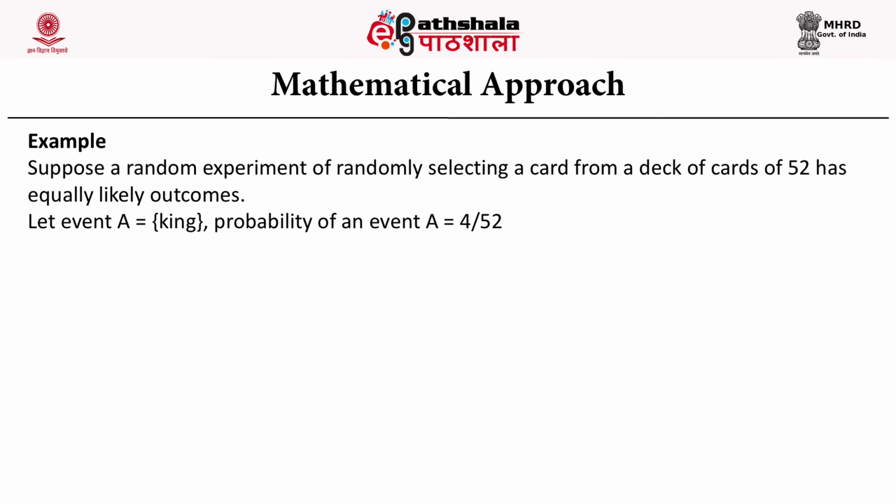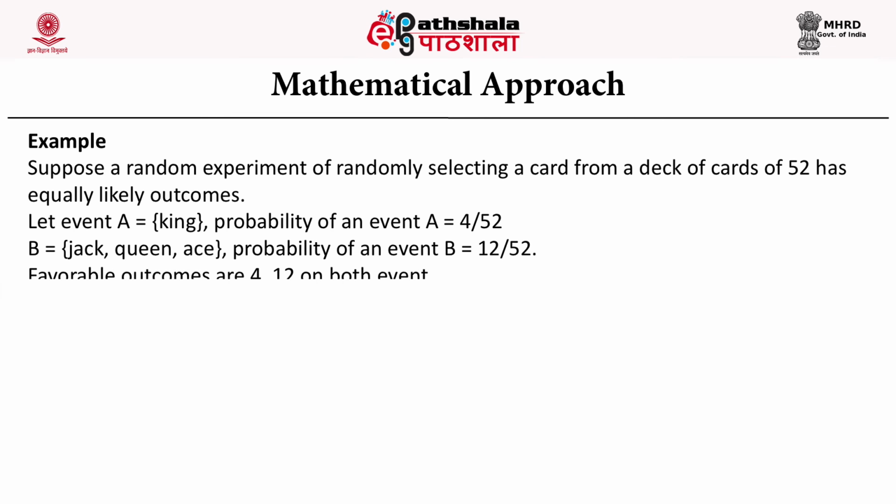Suppose a random experiment of randomly selecting a card from a deck of 52 cards has equally likely outcomes. Let event A be a king. The probability of event A is equal to 4 by 52, and B is the set of outcomes that can be either jack, queen, or ace. So the probability of event B is equal to 12 by 52, because we have 4 jacks, 4 queens, and 4 aces in a pack of cards. So the probability of event B should be equal to 12 by 52, and the favorable outcomes are 4 and 12 for the two events.